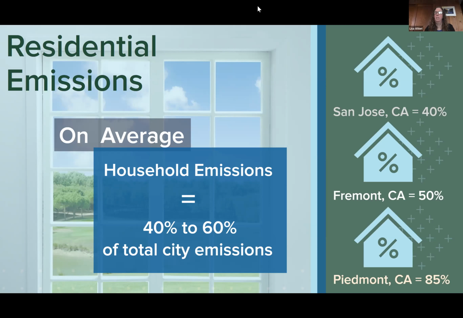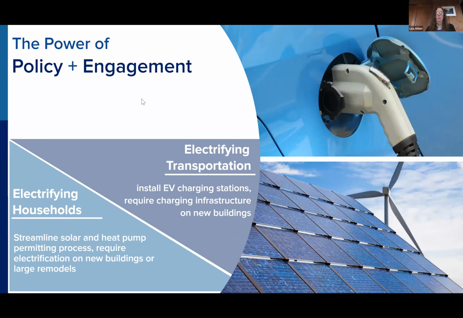Looking at a few of the cities that we're partnering with, for San Jose, that came out around 40%, which is common for a larger city with a lot of industrial and business segments. For Fremont, it's a little bit over 50%. And for Piedmont, California, which is a community that is primarily residential, it's over 85%. So the question is, how do we reach those residential emissions?